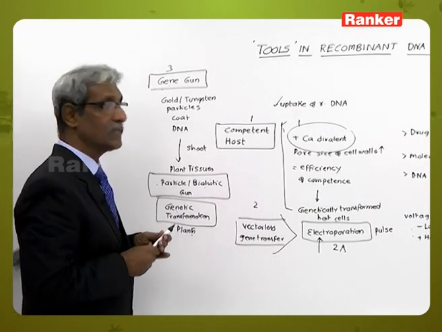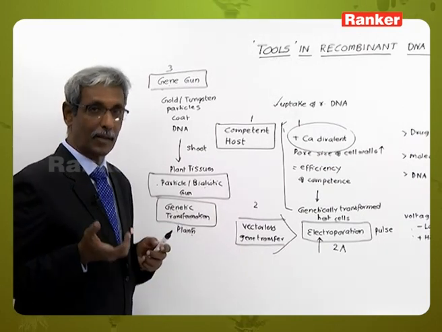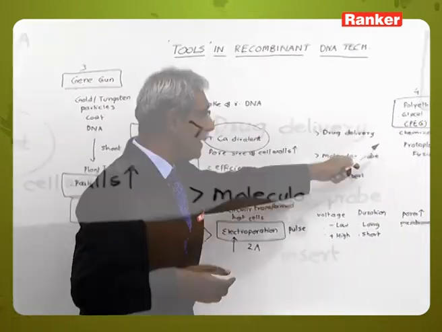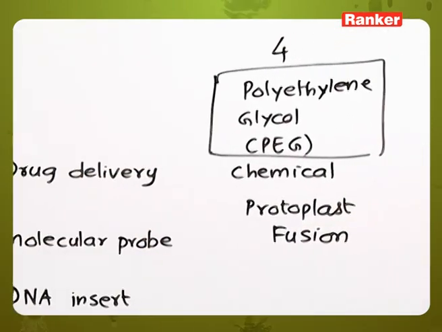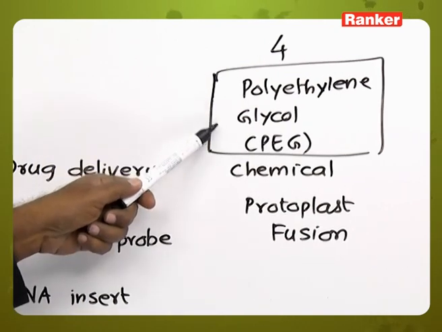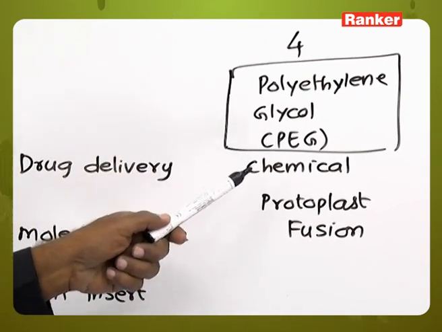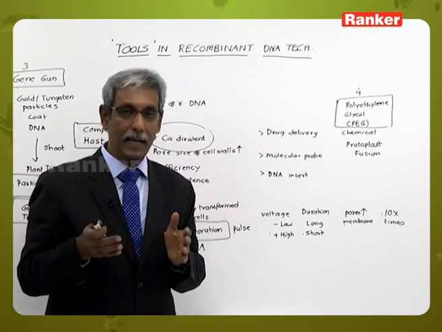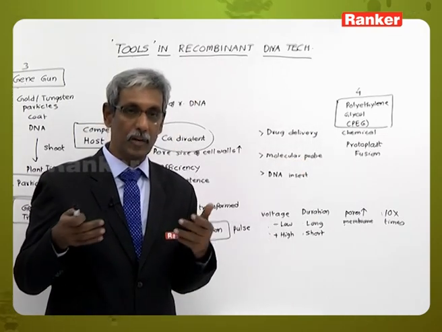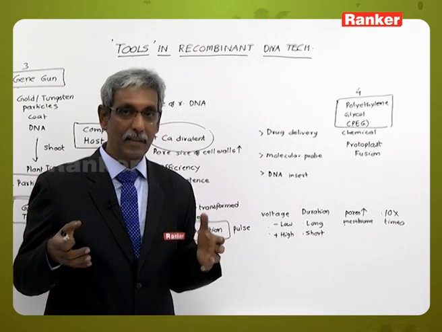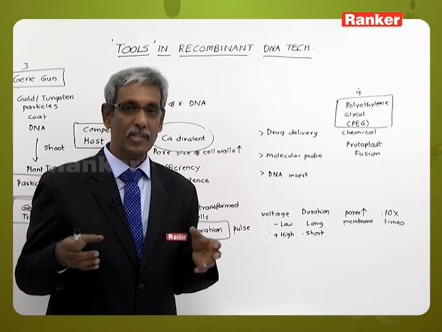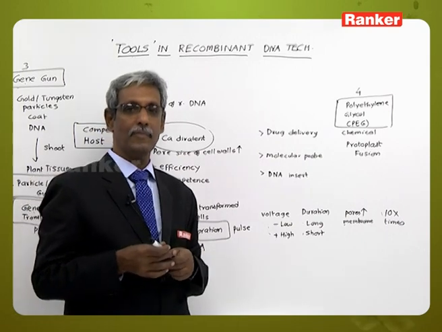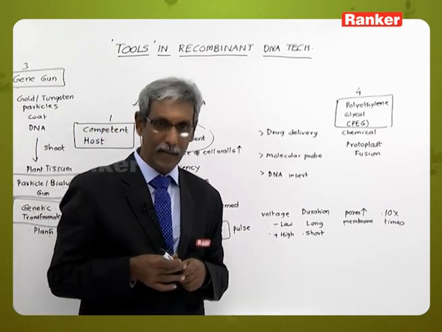In addition to this, whenever we want to take up a particular DNA, we also have chemical methods. The chemical method involves the use of a chemical termed polyethylene glycol, PEG. When we use polyethylene glycol, we can enable protoplasts to undergo naked protoplast fusion, and when there is naked protoplast fusion, there is direct DNA uptake. So, direct DNA uptake by chemical methods is by means of polyethylene glycol.